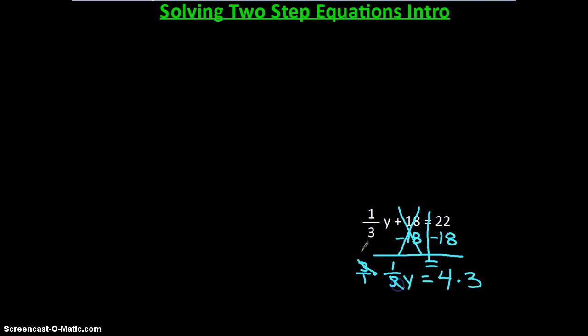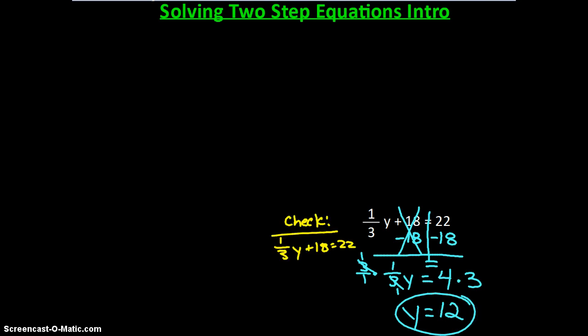The 3s on the left-hand side will cross-reduce because 3 divided by 3 is 1. So did we get 1y? We did. And then 4 times 3 is 12. Okay, now we're going to check this guy.